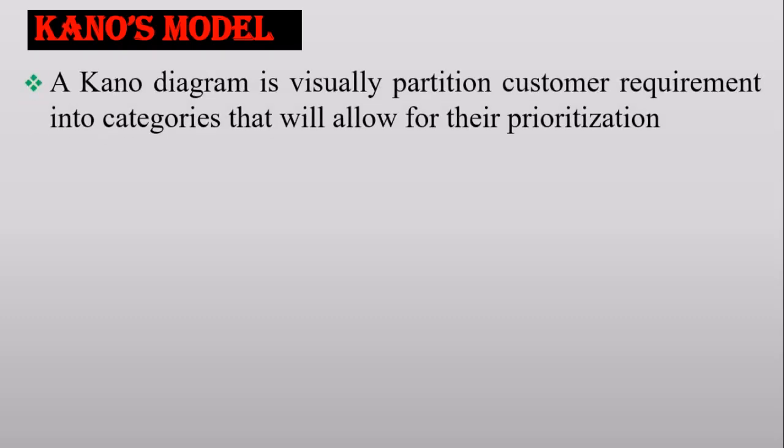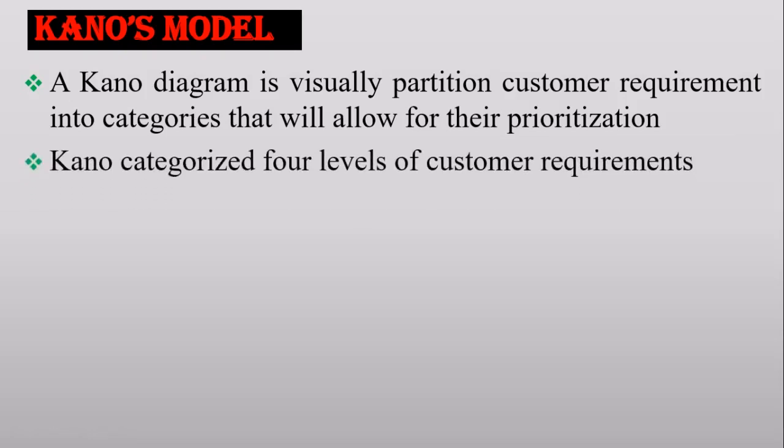What does Kano say? Here we discuss Kano's model for customer requirements. A Kano diagram usually partitions the customer requirements into different categories that allow for their prioritization. Kano categorizes customer requirements into four categories. Kano identifies only four categories for the customers' requirements.